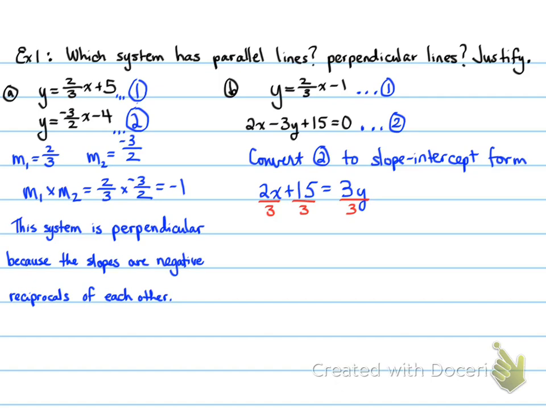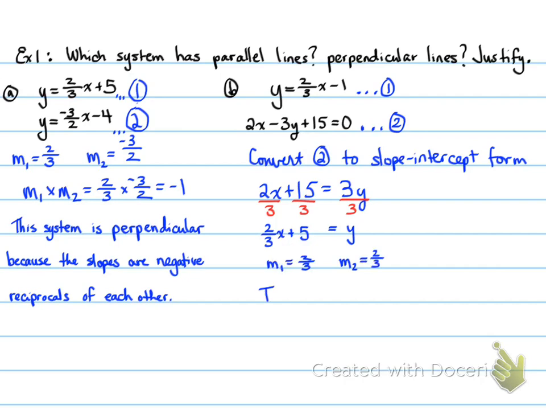What do we end up with? Well, we end up with y equals 2 over 3x plus 5. What does that tell us? Well, looking back up here, that's our equation 2. Our slope of 1 is 2/3. Our slope of 2 is, well, we found out over here that our slope of 2 is also 2/3.